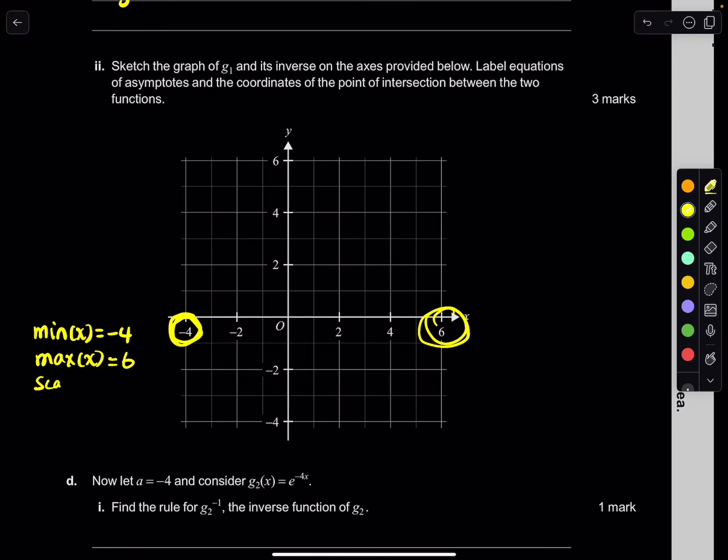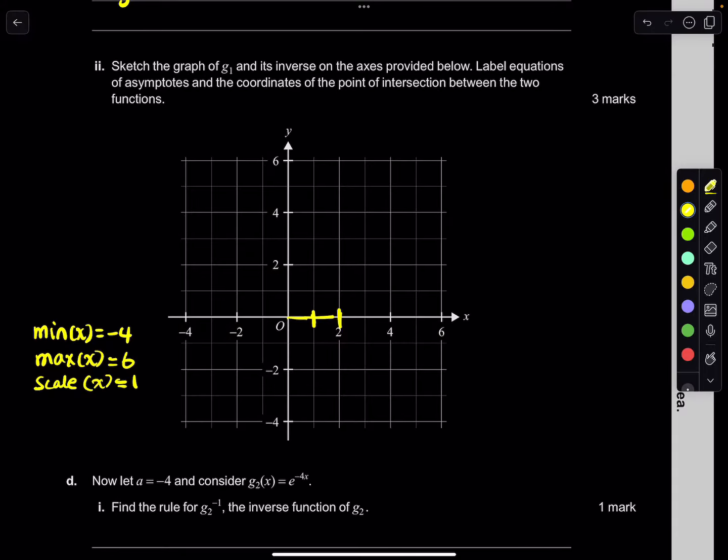Then we also need to know the scale of x. The scale of x is basically each square. So each square here, what's the scale of it in terms of x? Isn't it basically 1? They all go by 1 in the x. So by units of 1.